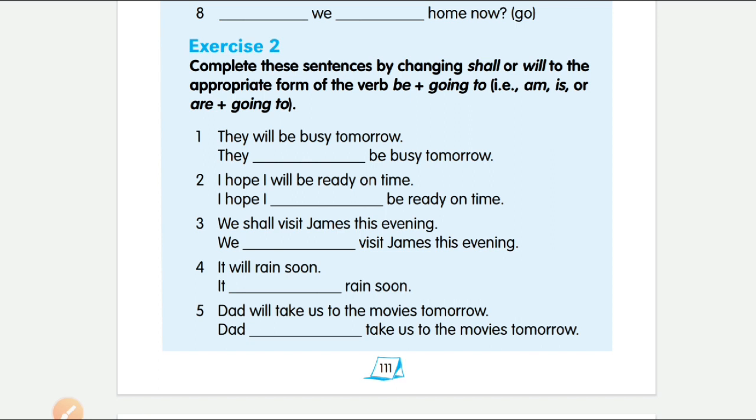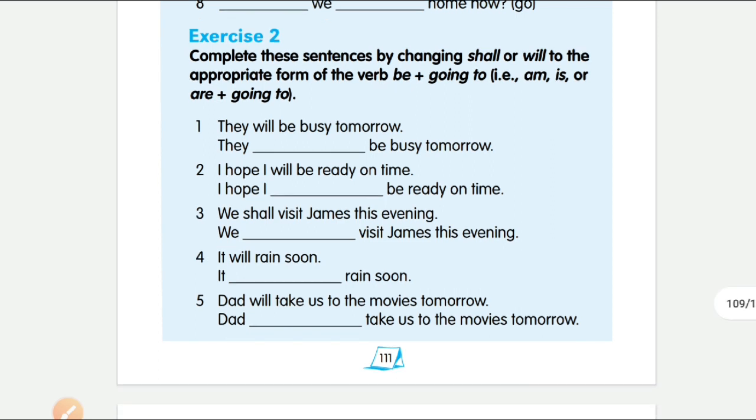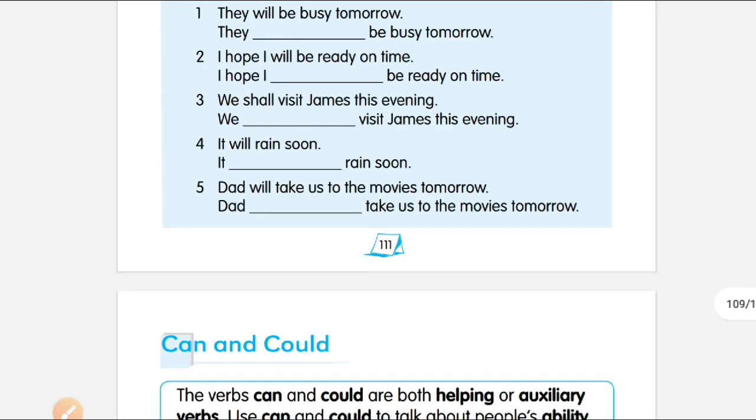It means you have to remember the subject. If it is they, are will be continued. If it is I, am will be continued. If it is we, are will be continued. And if it is it, is will be continued before going to. So you have to remember these points.